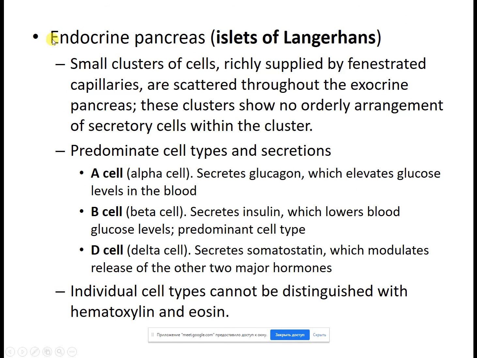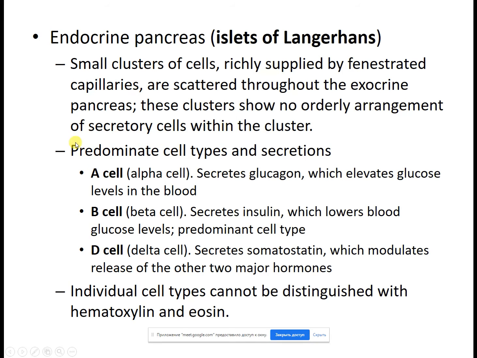Okay, let's talk about this. The endocrine portion of the pancreas is known as the islets of Langerhans. You see, they are small clusters of cells richly supplied by fenestrated capillaries, so all features of the endocrine system. They are scattered throughout the exocrine pancreas, so small portions of them are present all over the pancreas. It's less than 1% of pancreas mass. These clusters show no orderly arrangement of secretory cells within the cluster.